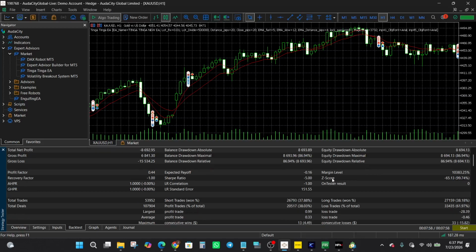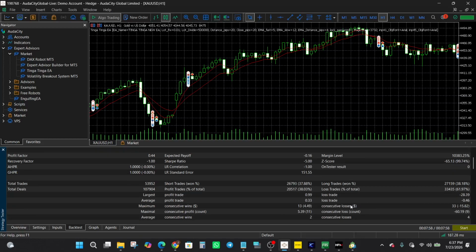And of course, the risk to reward ratio was also not good enough, because if you have a low win rate but an excellent risk to reward ratio, perhaps the risk to reward ratio can cover up. But in this case, average profit was just 33 cents, average loss was 46 cents. You can see the average loss was even more than the average profit. And no wonder we had over 53,000 trades taken, because the EA is targeting just short-term price movements.